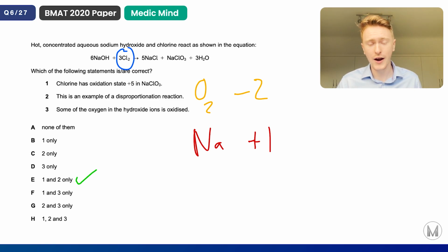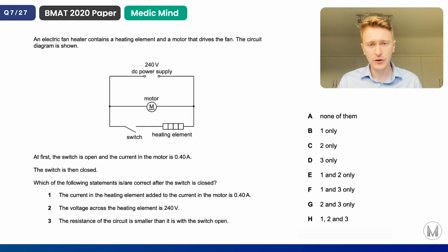Well done for getting that one right. It is a more complicated chemical reaction. Now let's move on to a question about electricity, and this one is all about circuits, in particular how the qualities of series and parallel circuits differ in terms of current, voltage and resistance.